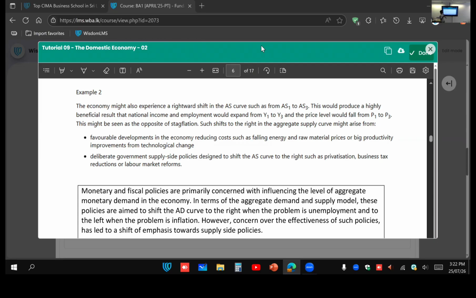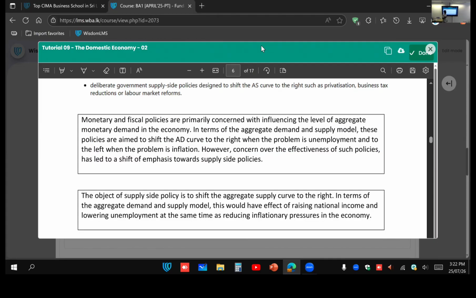Next part. Monetary and fiscal policies are primarily concerned. I have told you 101 times about monetary and fiscal policy. Monetary policy, who is responsible? Fiscal policy, the government. Fiscal policy is all about taxation. So, concerned with influencing the level of aggregate monetary demand in the economy, in terms of the aggregate demand and supply model, these policies are aimed to shift the AD curve to the right.